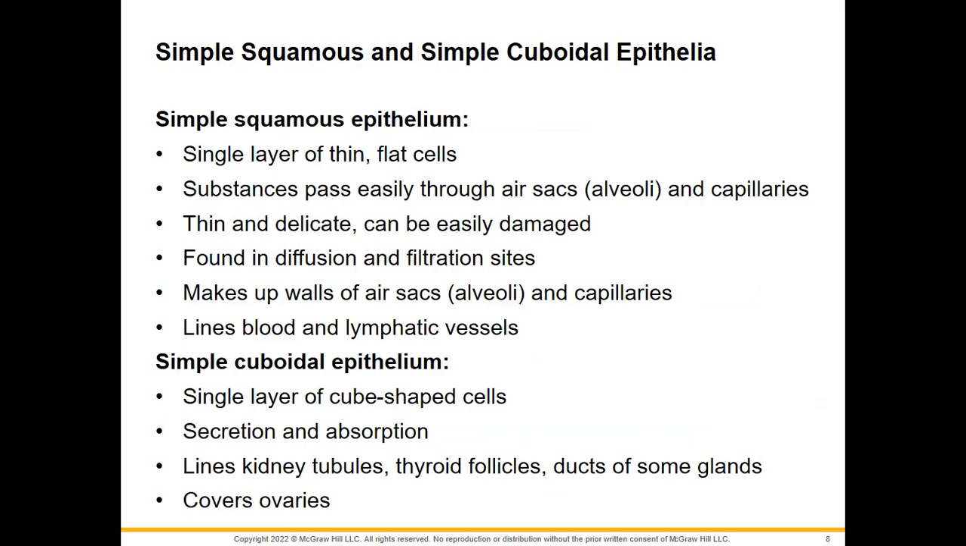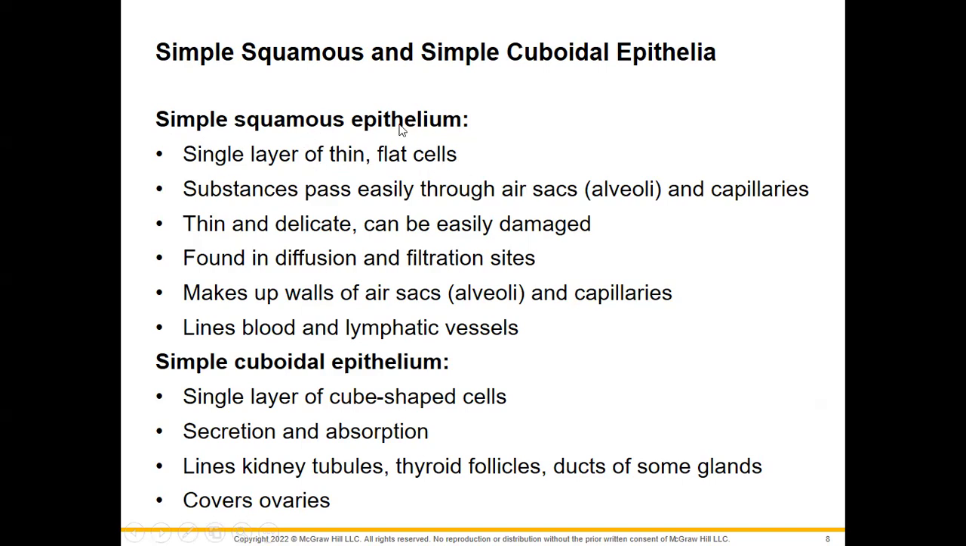Now let's talk about these different cells with these different characteristics. Simple squamous and simple cuboidal epithelia. Remember, simple means one cell layer. Squamous means flattened cells. Cuboidal means cube-shaped cells. So simple squamous epithelium, you'll have a single layer of thin, flat cells. Again, this is what the name of it is telling you. This single layer is simple. Squamous is the thin, flat cells part.